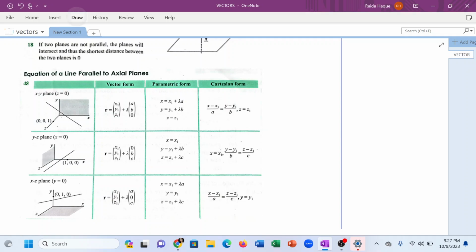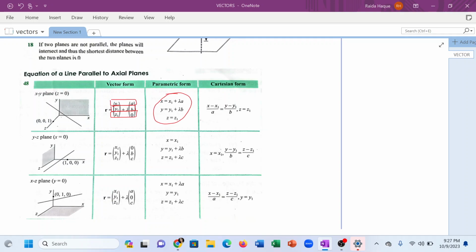As you can see, if we separate the x values, we end up with this portion, which is x1 plus lambda a. If we separate the y values, we end up with this portion, and finally we have the z portion. Since 0 times lambda is still 0, z is always equal to z1. Now, if we form this into Cartesian form, we will get x minus x1. From the parametric equations, if we make lambda the subject, we end up with the Cartesian form.